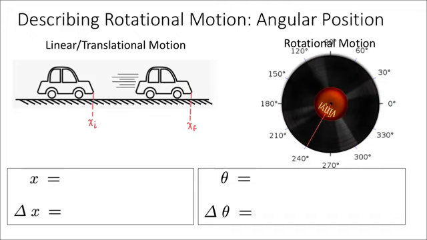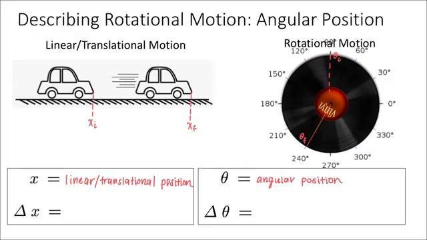So I'll go ahead and draw on my diagram now. We said that this right here was like theta initial, right? And then this would be my theta final. So in this case, theta represents the angular position of the record at any point.